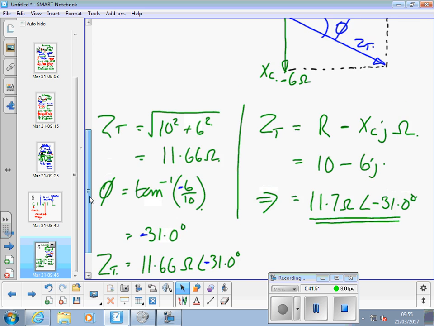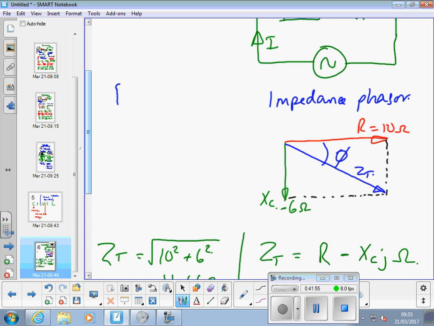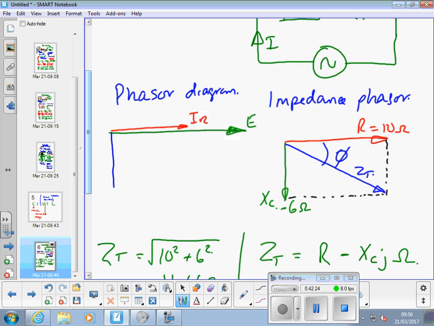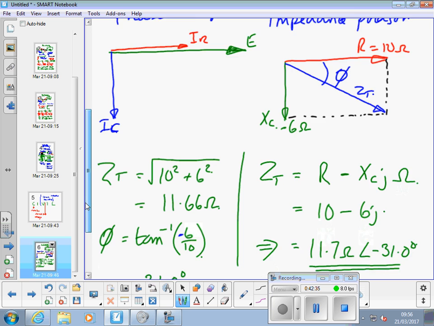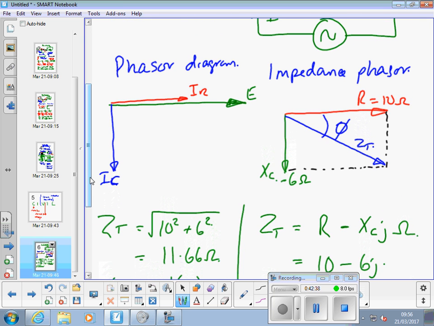So in here, we've now got a phasor diagram where voltage E is there, IR would be in phase, IC would be 90 degrees downwards. Oh, hang on, no, whoa.